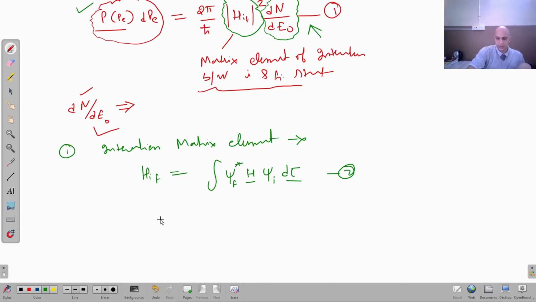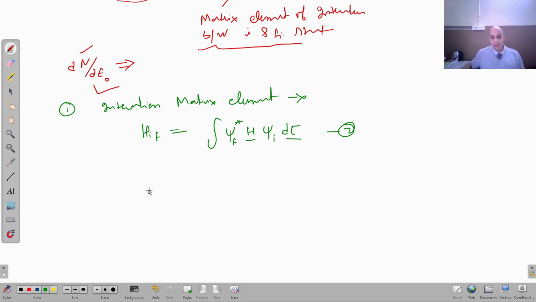Now let's consider the reaction for the conversion of, as I told you, a neutron into proton plus electron plus anti-neutrino, right? So I can even write this as a parent nucleus that gives you a daughter nucleus plus electron plus anti-neutrino. In this case, psi initial, the wave function of the initial state, will be the wave function of the parent nucleus.